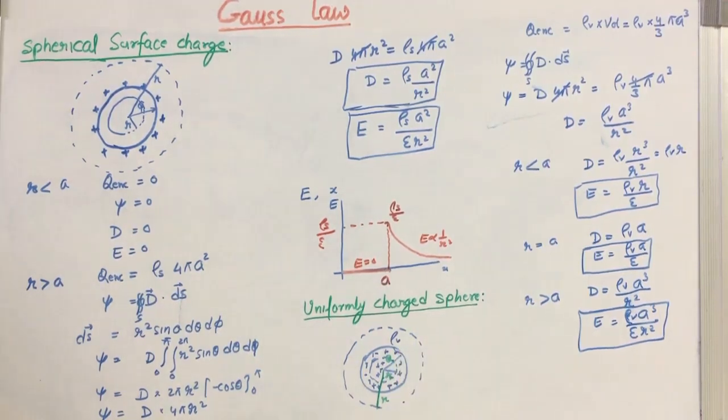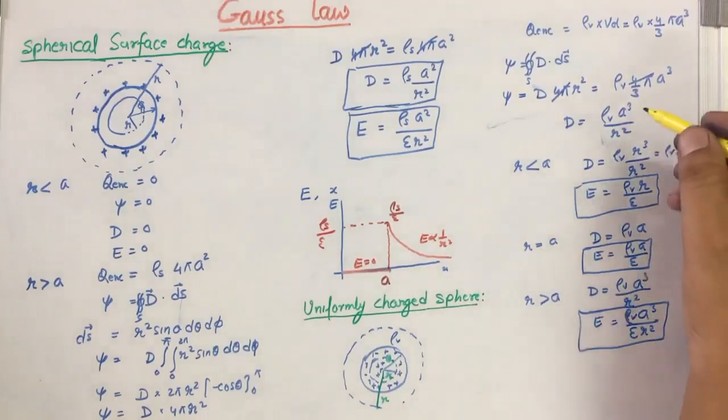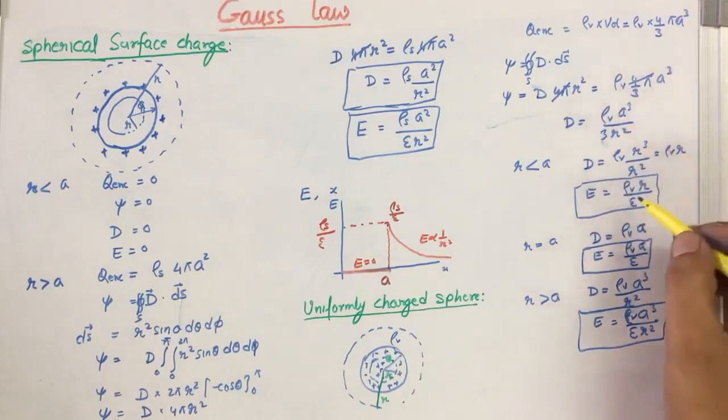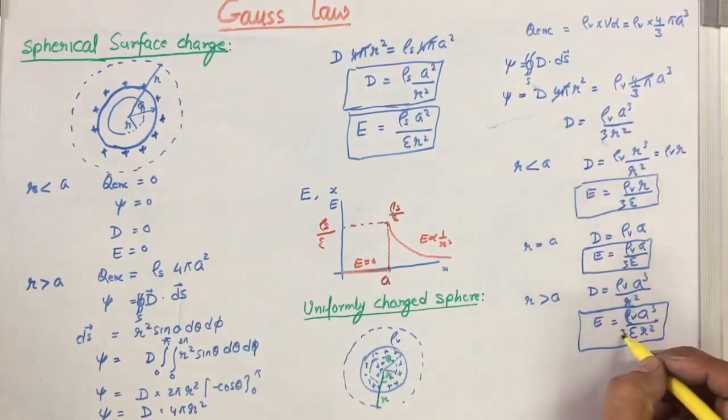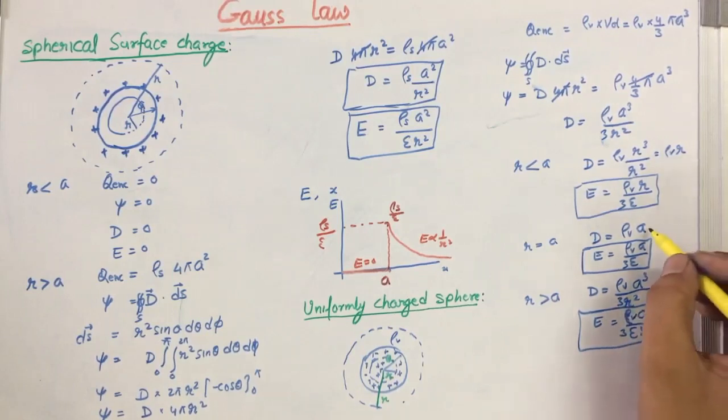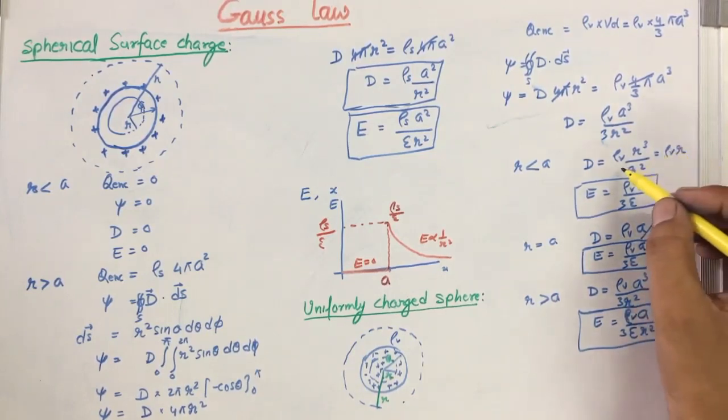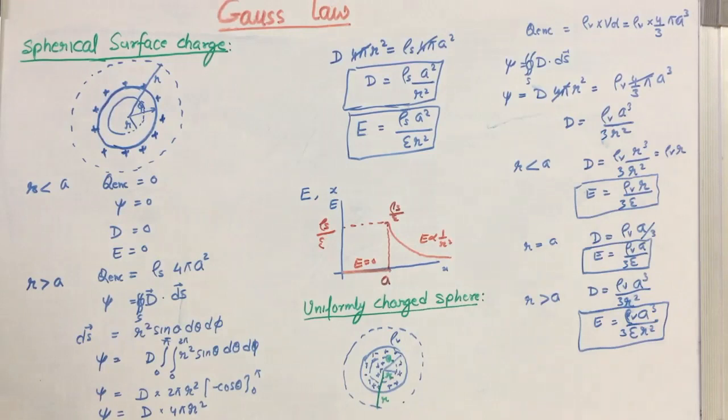Okay, I think we are missing something. Yes, here should be 3. In every denominator it should be 3. Okay, now it is okay.